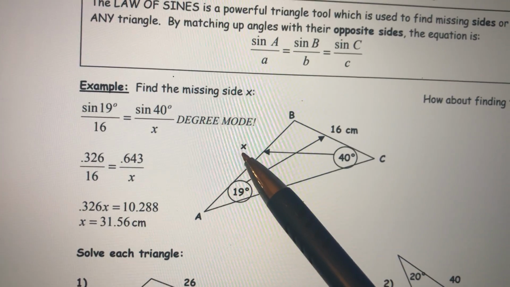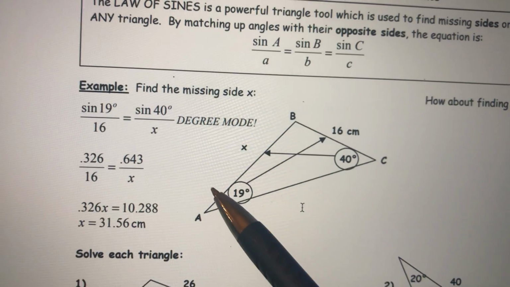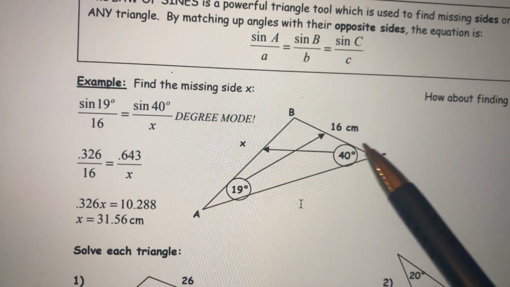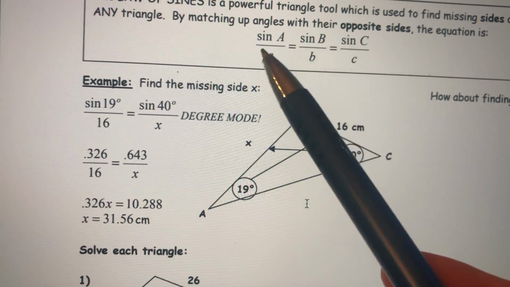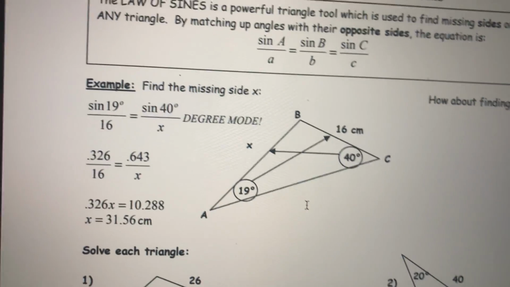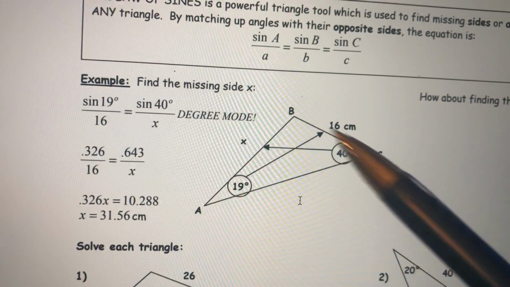Find the missing side X. So they want you to find this side here. This would be like little c, right across from this angle. You don't need to put all three ratios, you can just pick any two of them. So you have to work with what you have here.